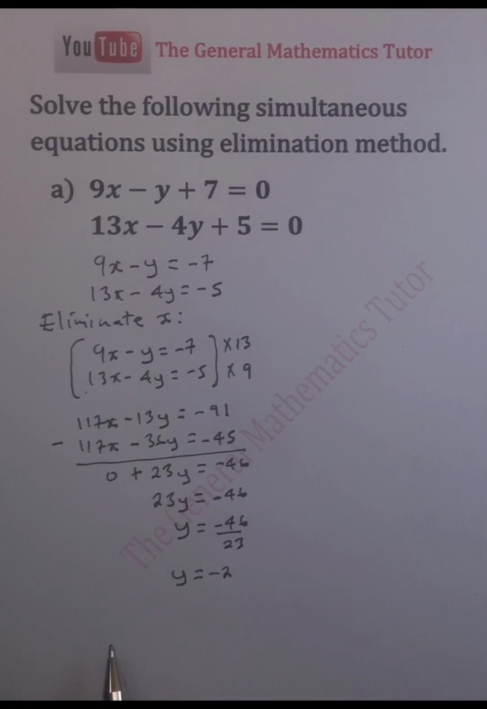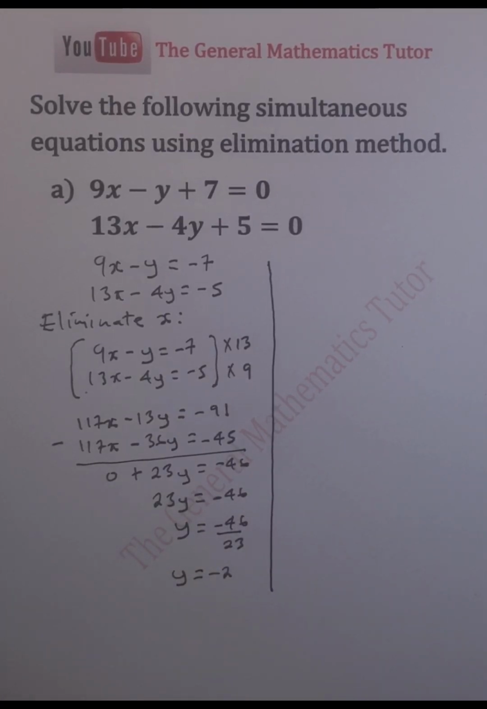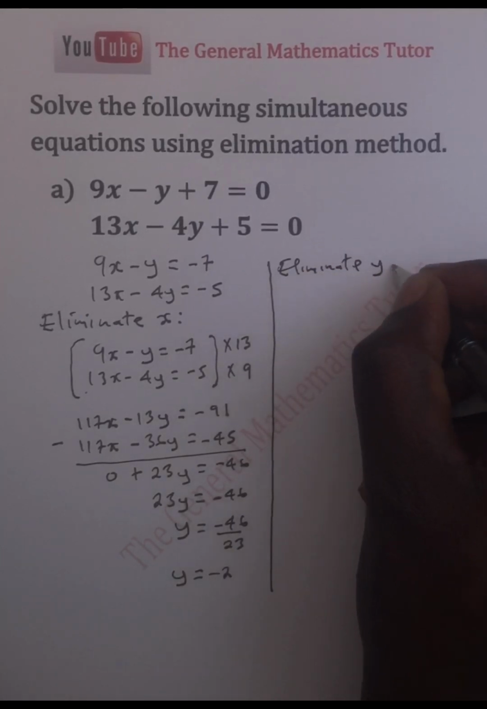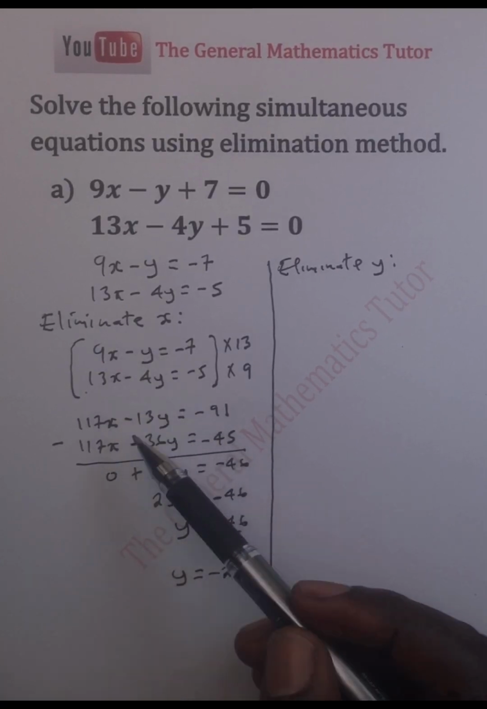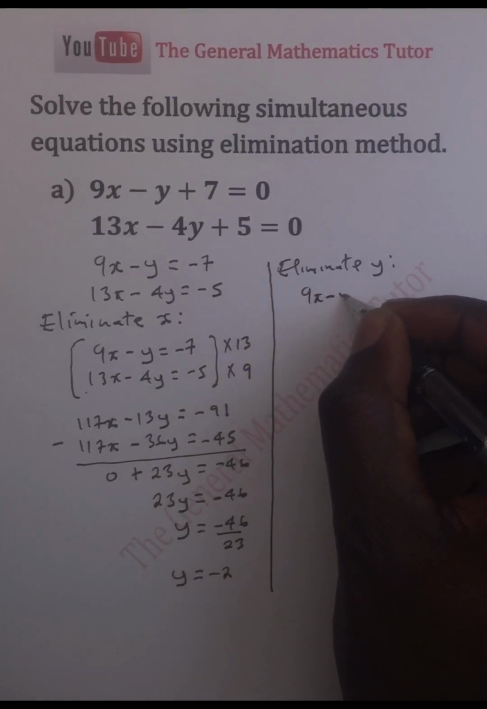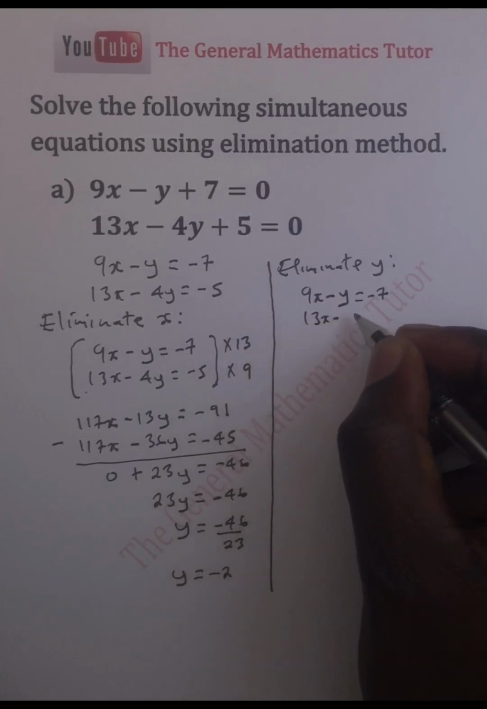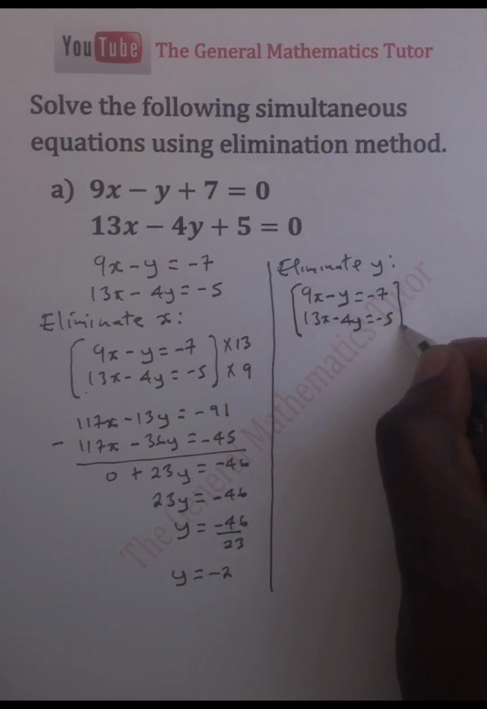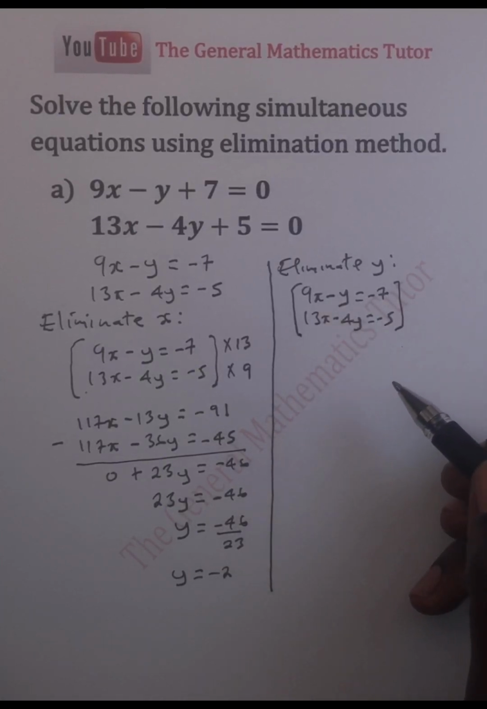So now that you have eliminated x, you can now solve for x by eliminating y. So let us eliminate y. For us to be able to eliminate y, we have to make sure that the coefficients of y for both equations is the same. So the equation that we have is 9x minus y is equal to -7, and 13x minus 4y is equal to -5. So for us to make sure that the coefficients of y is the same for both equations, we just cross multiply by their coefficients.